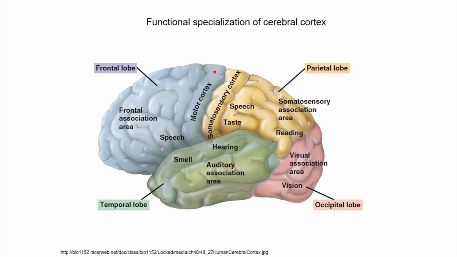Note that there are two strips here. This one is called the motor cortex. It is part of the frontal lobe, and the somatosensory cortex, which is part of the parietal lobe. These are involved in getting signals from different parts of the body in the case of somatosensory cortex, and controlling different parts of the body through the motor cortex.